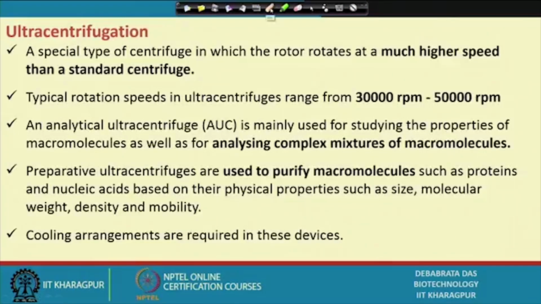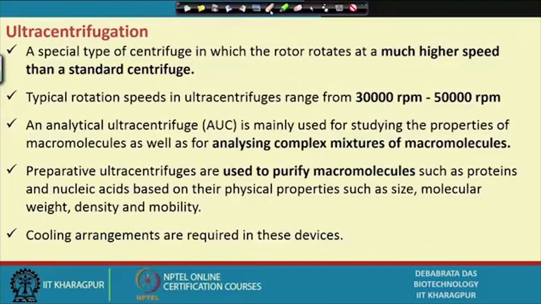Now the ultracentrifugation machine is another device that we can use for the separation of fine particles, small particulate matter. For example, protein, RNA, DNA can be separated with the help of this ultracentrifugation machine, and that is usually operated at very high angular velocity, 30,000 to 50,000 rpm.